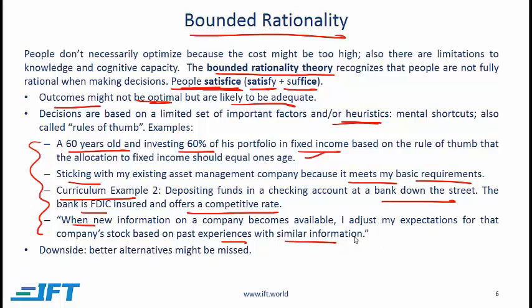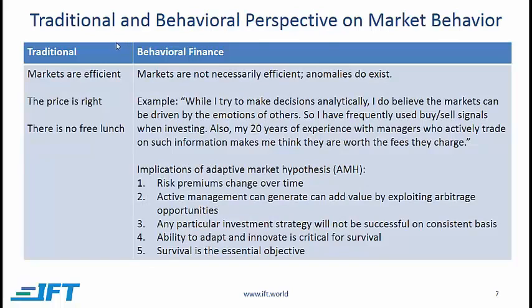Now here again, this person is not looking at all possible information. He is looking at a reasonable subset to update his decision. The downside of bounded rationality is that better alternatives might be missed. Coming now to the perspective on market behavior.